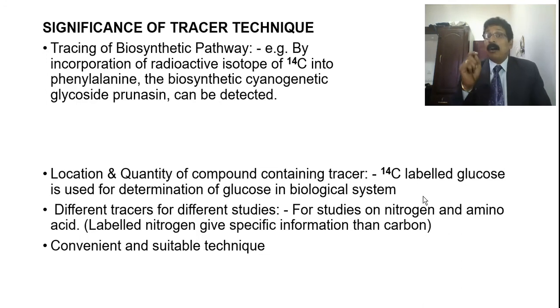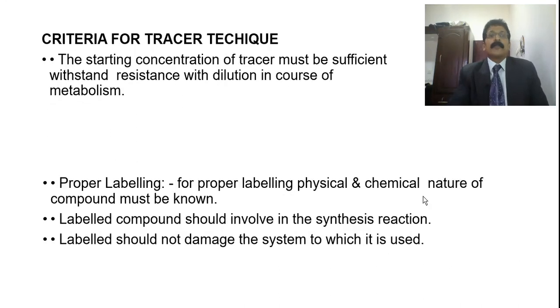For studies on nitrogen and amino acids, labeled nitrogen gives more specific information than carbon. When you are going to study protein or amino acids, the radioactive isotope of nitrogen will be more specific for use than carbon. This is a convenient and suitable technique, especially the tracer technique.